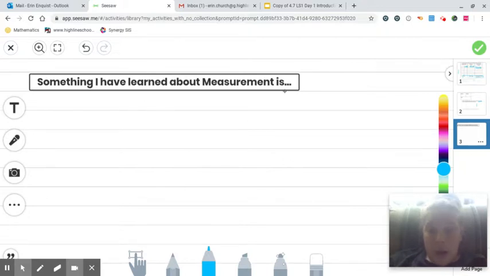Something I have learned about measurement is please, please, please ask questions. You text me, email me, ask them here on Seesaw. I really want us as a class to really, if it's confusing, not just write, I don't get it, and submit it. Ask me the questions. Use your other lessons. We'll figure it out together.